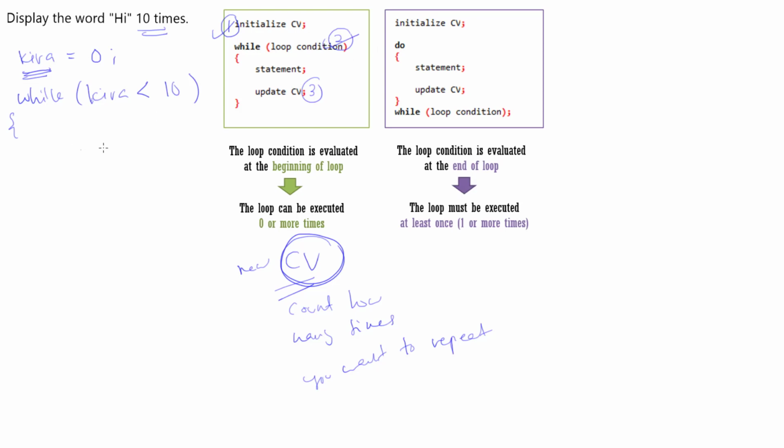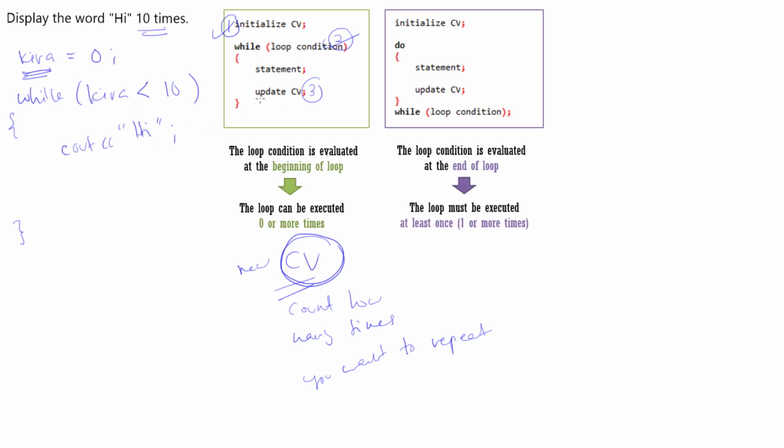Wherever that is inside your looping is the thing that we want to repeat. So what do we want to repeat here? We want to repeat the word hi 10 times. The 10 times will depend on this. So inside here we want to repeat hi, and that's the only thing we want to repeat here.